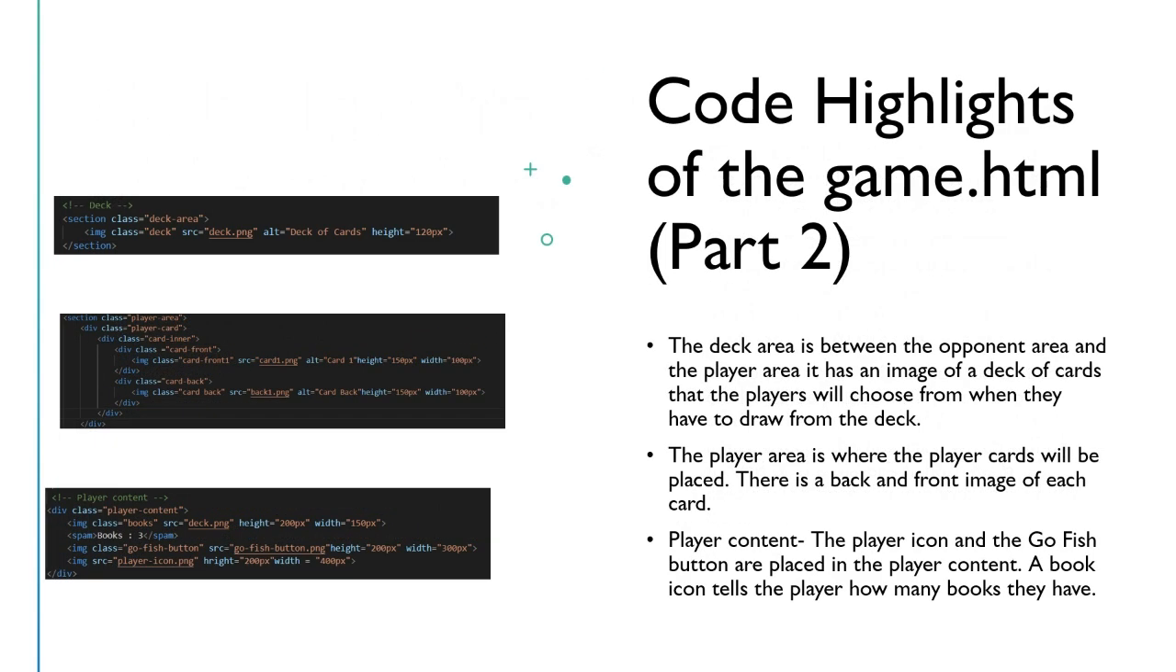The deck area is between the opponent area and the player area. It has an image of a deck of cards that the player will choose from when they have to draw from the deck. The player area is where the player cards will be placed. There is a back and front image of each card. The player content is where the player icon and the Go Fish button is placed. There's also a books icon that tells the player how many books they have.